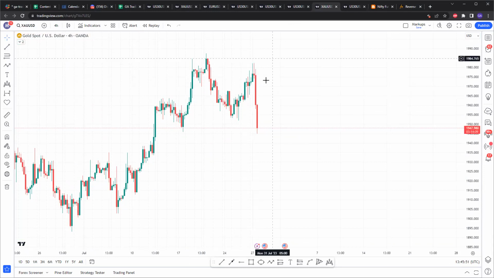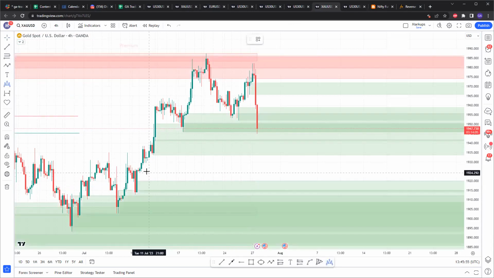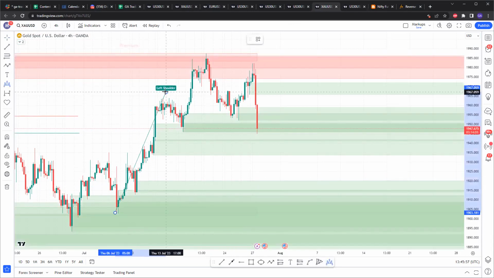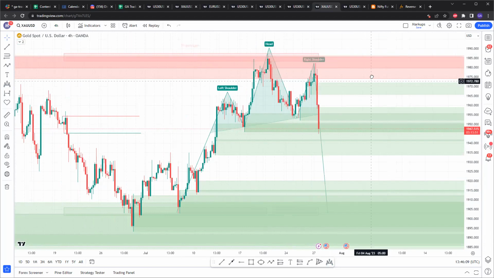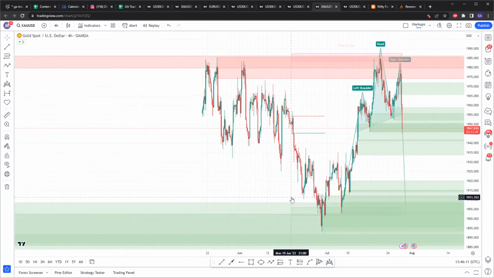So yesterday during FOMC, they had tried to take out this head and shoulder pattern like they did for US 30, but the head and shoulder pattern is still active for gold. So you can see, this is 1903, right? Where the first completion of the head and shoulder pattern is.